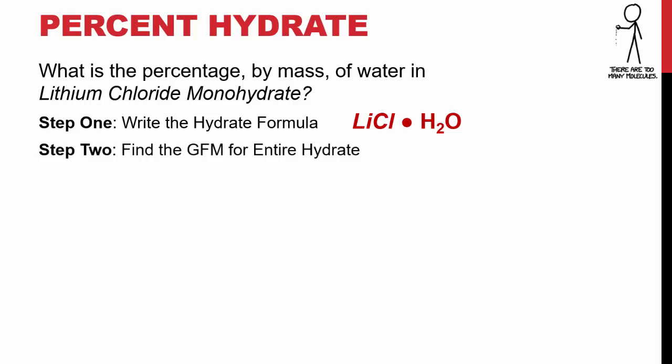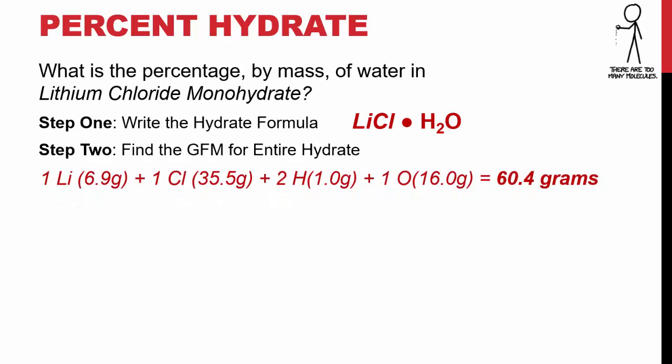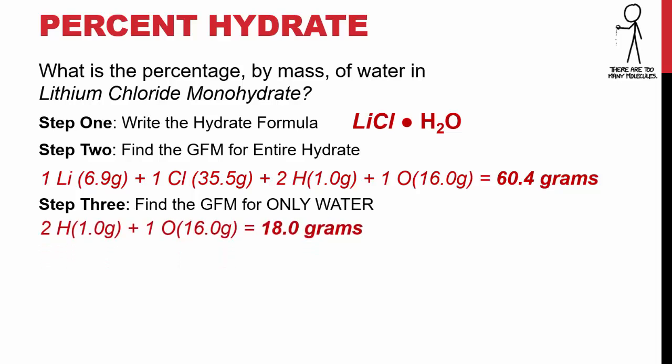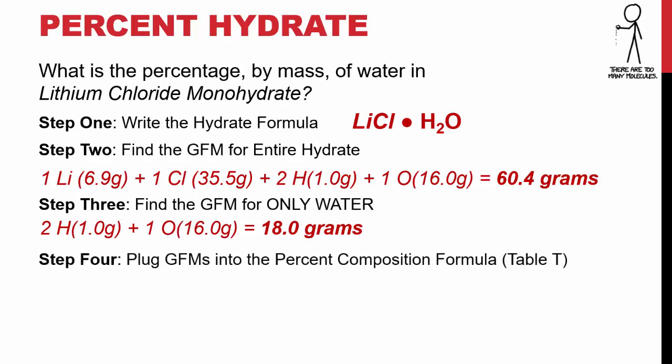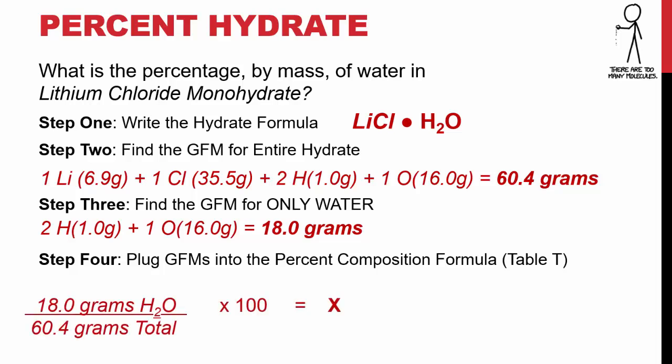Next, we're going to find the GFM of the entire hydrate. So find the GFM of the lithium chloride and the 1 water molecule. It comes out to be 60.4 grams. Step 3 is to find the GFM of only the water. So it's 2 hydrogens and 1 oxygen, so that's 18 grams. And then plug everything into our Table T formula for percent composition. So 18 divided by 60.4 times 100, and that's going to give us 29.8% water by mass in lithium chloride monohydrate.